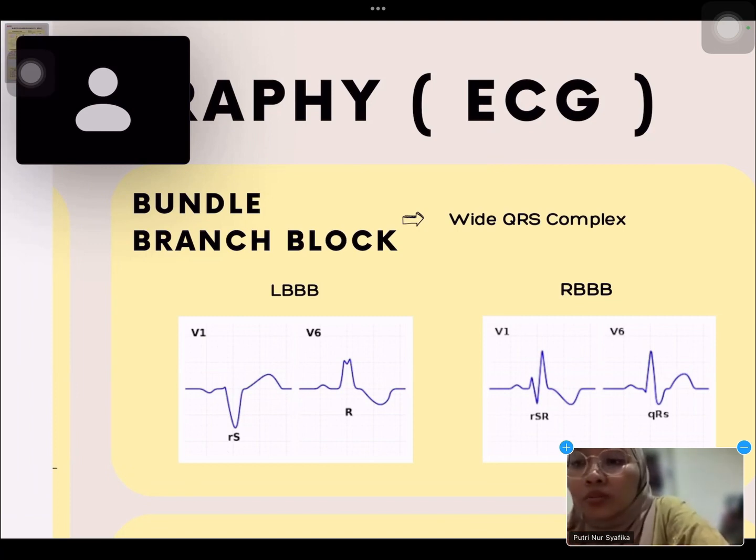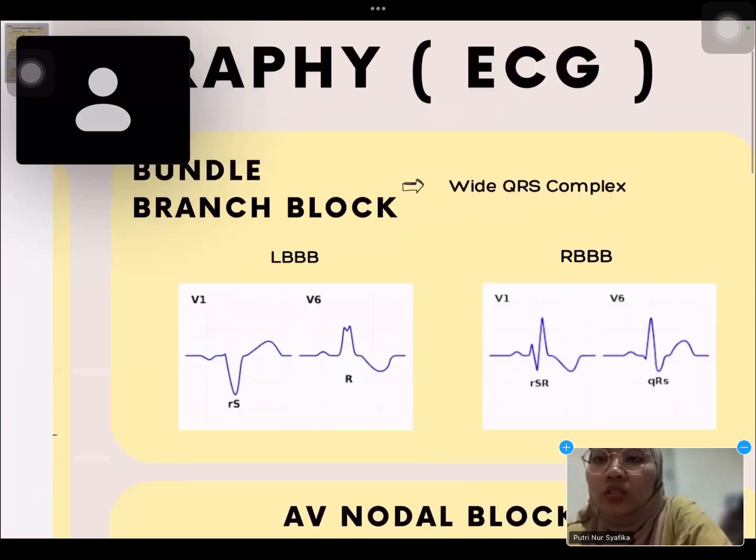For RBBB, which is right bundle branch block, the left ventricle contracts first, and then the right ventricle contracts. It is the same as the LBBB, which has a wide QRS complex. For RBBB, we look at leads V1 and also V6. For V1, there will be an RSR pattern, and for V6, there will be a QRS pattern.